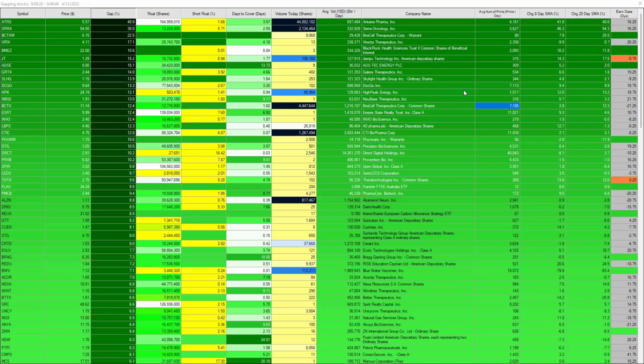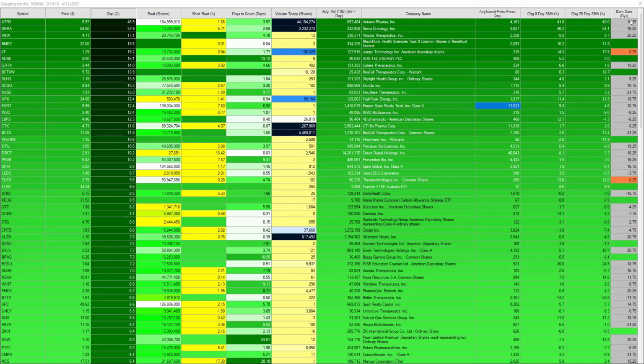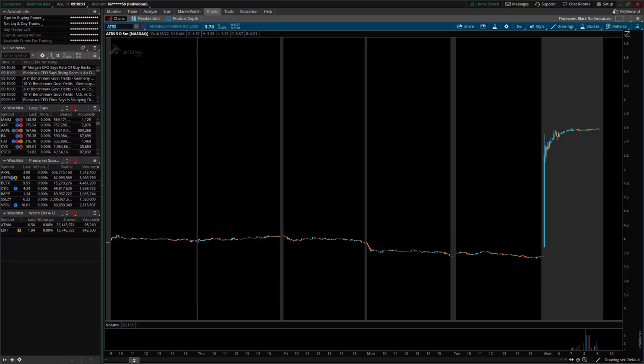All right, so just because something's moving doesn't mean it's going to be a great setup or a great pattern. So we'll look at a few of these right here, and we'll see what the patterns are looking like. We'll start off with ATRS. It's got 44 million volume. That's a lot of pre-market volume. So I've got ATRS pulled up. Be aware of things like news, breaking news, all that good stuff. So you'll see this had a big rip up over here.